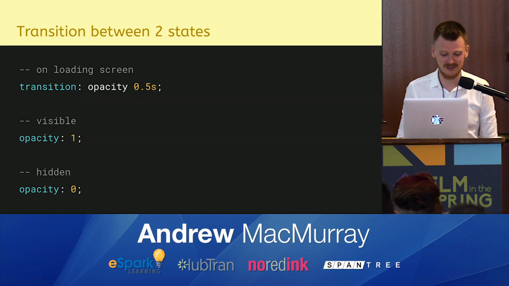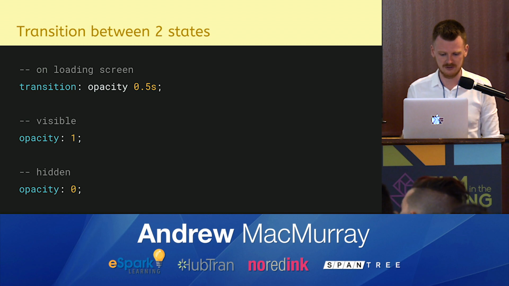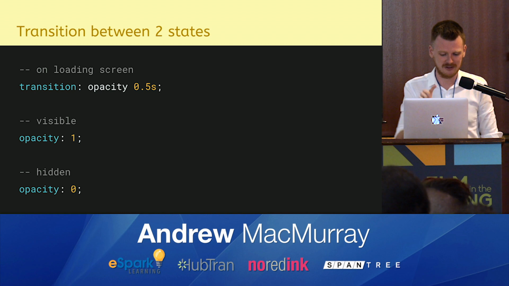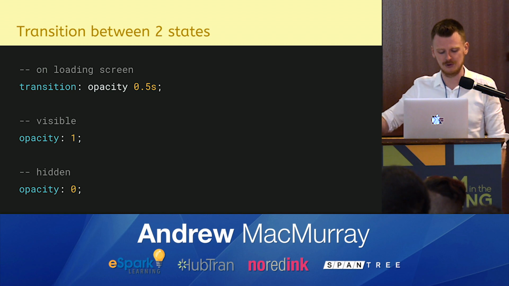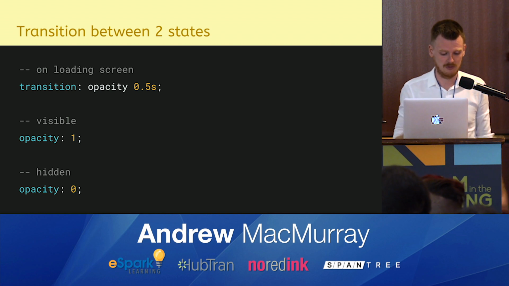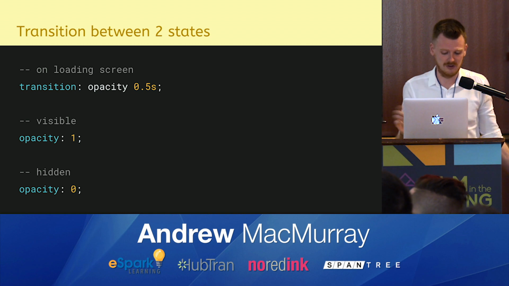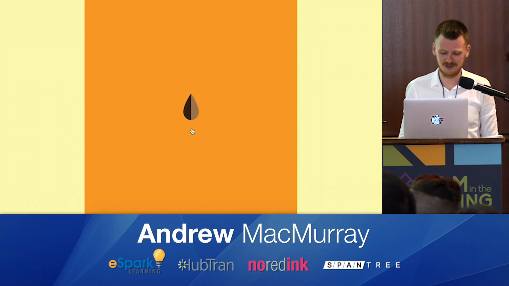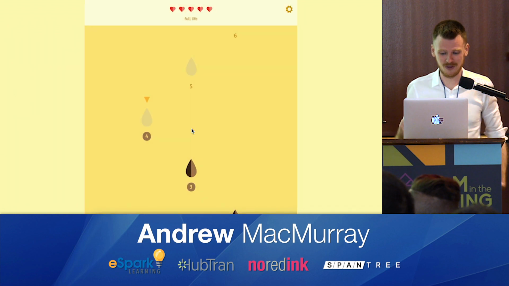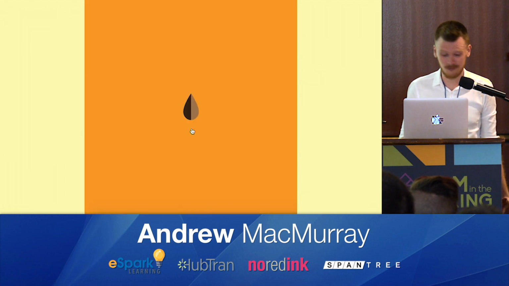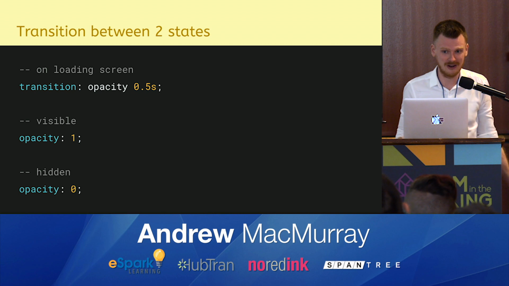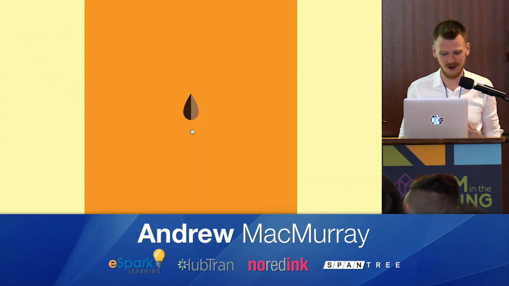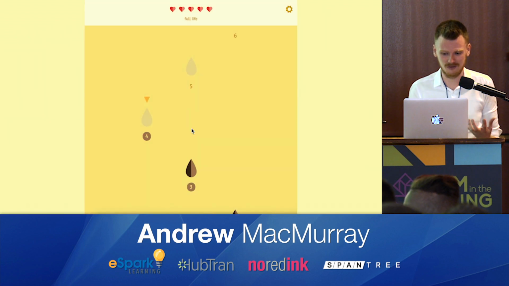So this is an example of some of the styles that we use for the loading screen. The one on the top is a transition style. That reads as: over 0.5 seconds, when the opacity is changed, fade smoothly between those two values. And then if the screen's visible, have the opacity 1; if it's hidden, 0. So this is what it looks like with those transitions applied. And I was really surprised how just 3 lines of code gives you this quite high fidelity looking effect.